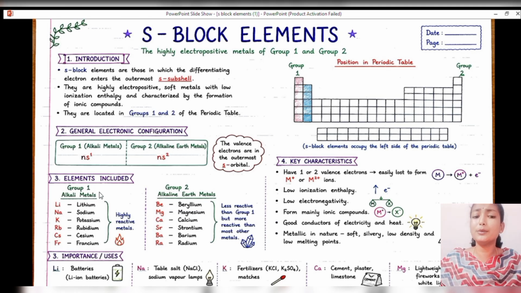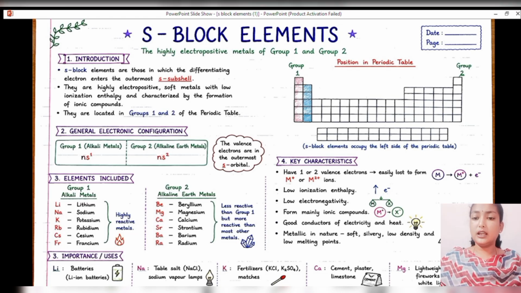Do you know their atomic numbers? We will revise that. Lithium atomic number is 3, sodium 11, potassium 19, rubidium is 37, cesium is 55 and francium is 87. Beryllium atomic number is 4, magnesium 12, calcium 20, strontium 38, barium is 56 and radium is 88.